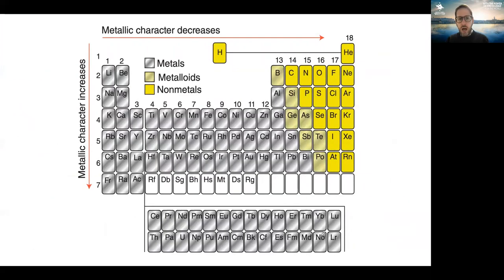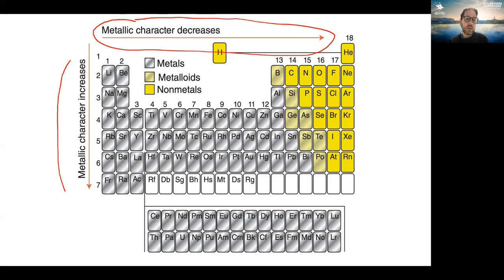So here we have a periodic table showing the variation in metallic character across the periodic table. We see a decrease in the metallic character as we go across the period, from left to right, and an increase in the metallic character as we go down a group. And here we have the elements classified as metals, non-metals, or metalloids in the periodic table, showing that the metallic character increases in this direction.